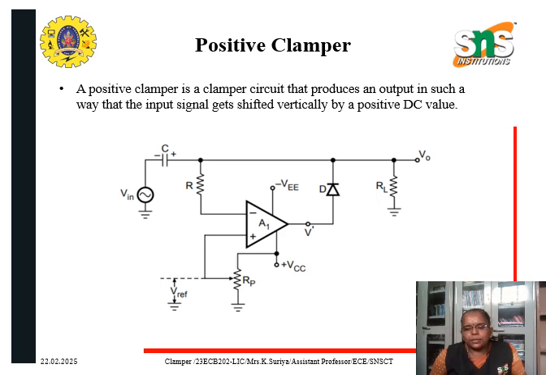A positive clamper is a clamper circuit that produces an output in such a way that the input signal gets shifted vertically by a positive DC value. The circuit comprises a diode which is connected at the output of the op amp in the forward bias condition, and the negative of the diode is connected to the input voltage Vin along with the capacitor. The reference voltage V reference is connected to the non-inverting terminal of the op amp, and the input voltage is connected to the inverting terminal of the op amp.